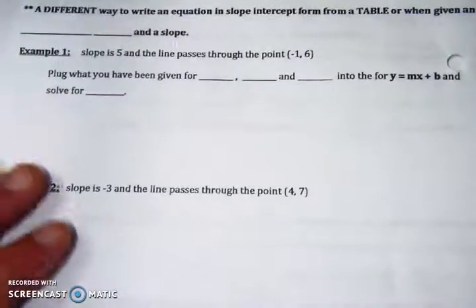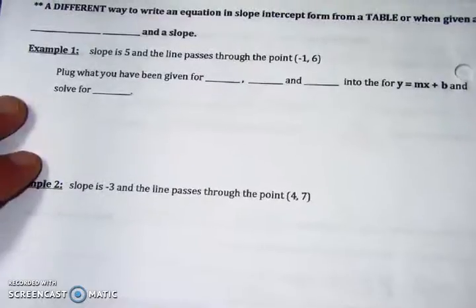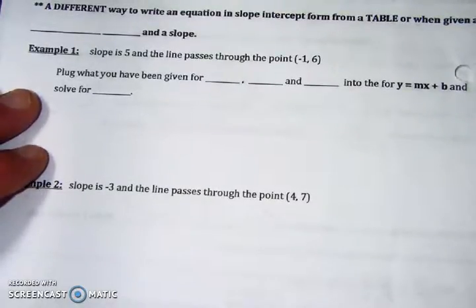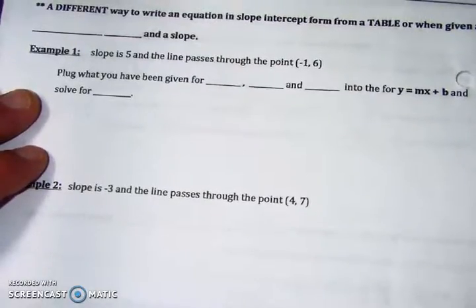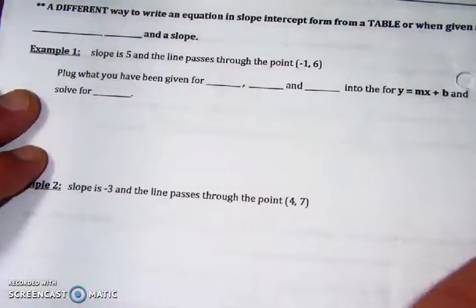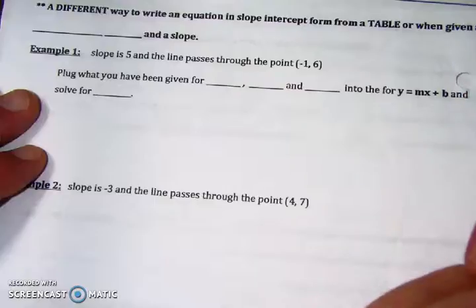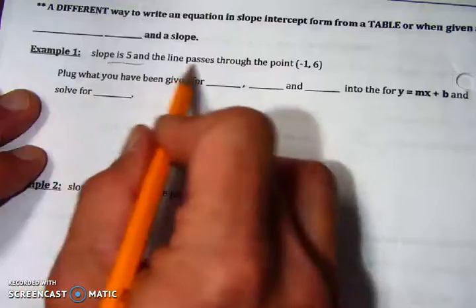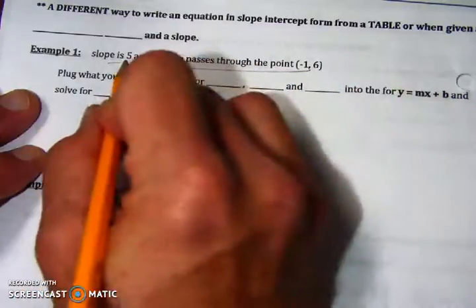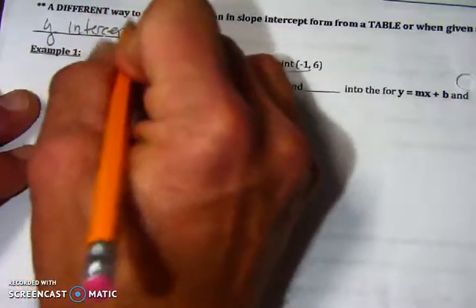A different way to write an equation in slope-intercept form from a table, or when given a y-intercept and a slope. Let's try this example, then we'll see if we can fill that in. Slope is 5, and the line passes through a point. So what are we given? The slope, and we're given a point. So let's go with that.